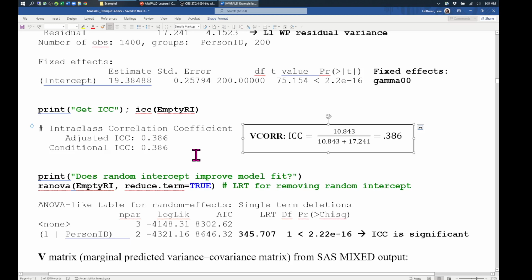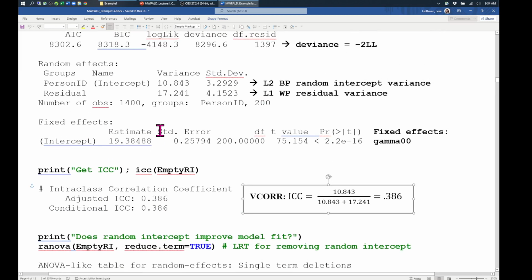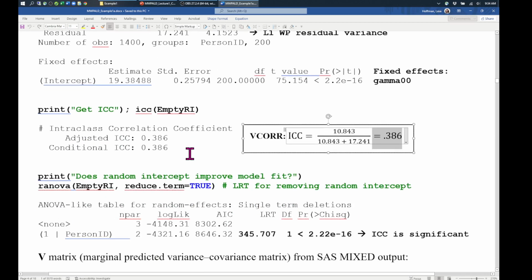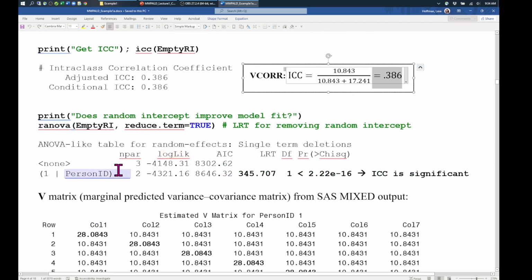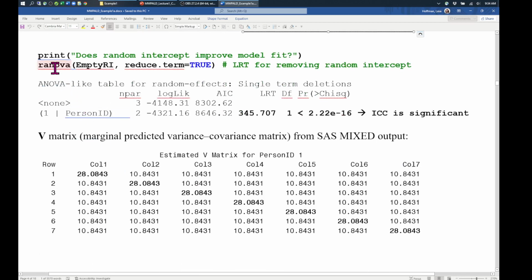It is possible to test whether or not this random intercept variance of 10 is necessary. So in other words, is this intraclass correlation of 0.39 significantly greater than 0? We can do a likelihood ratio test to answer that question. So within lmer, I found a function called ranova. That's what I call it. R ANOVA, I think, is where they were going with that.